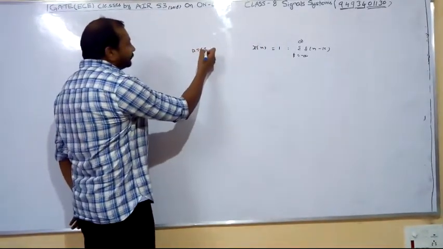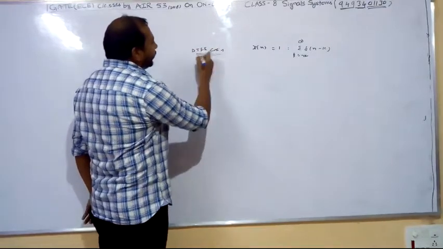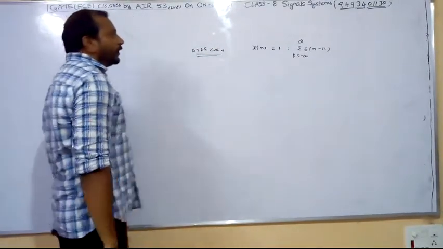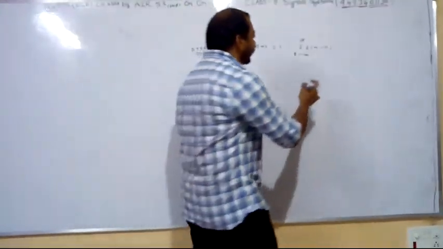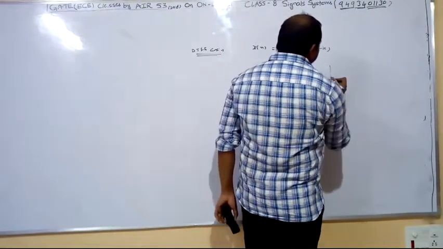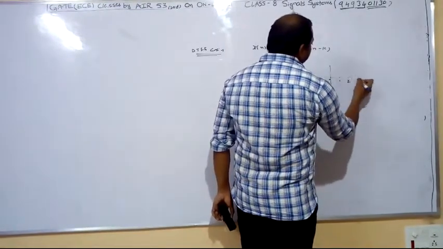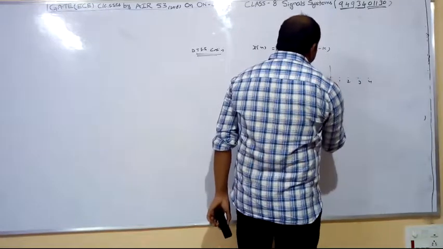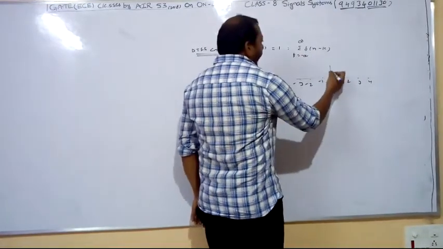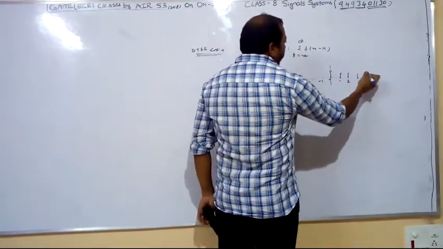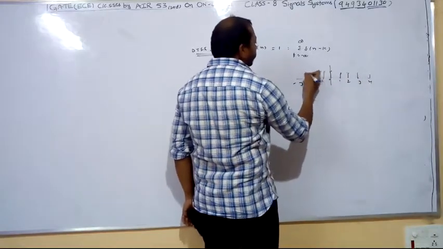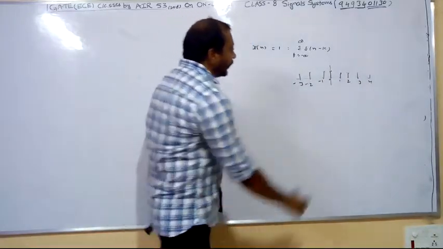Again, the intention is to calculate the DTFS coefficients. x of n is equal to 1, which is the sum over k from minus infinity to infinity of del of n minus k. So this can be represented like this only: n equal to 0, n equal to 1, n equal to 2, n equal to 3, n equal to 4 and so on, and minus 1, minus 2, minus 3 samples. All the sample values are 1 only here. By seeing this, what is the period? N is equal to 1 only.